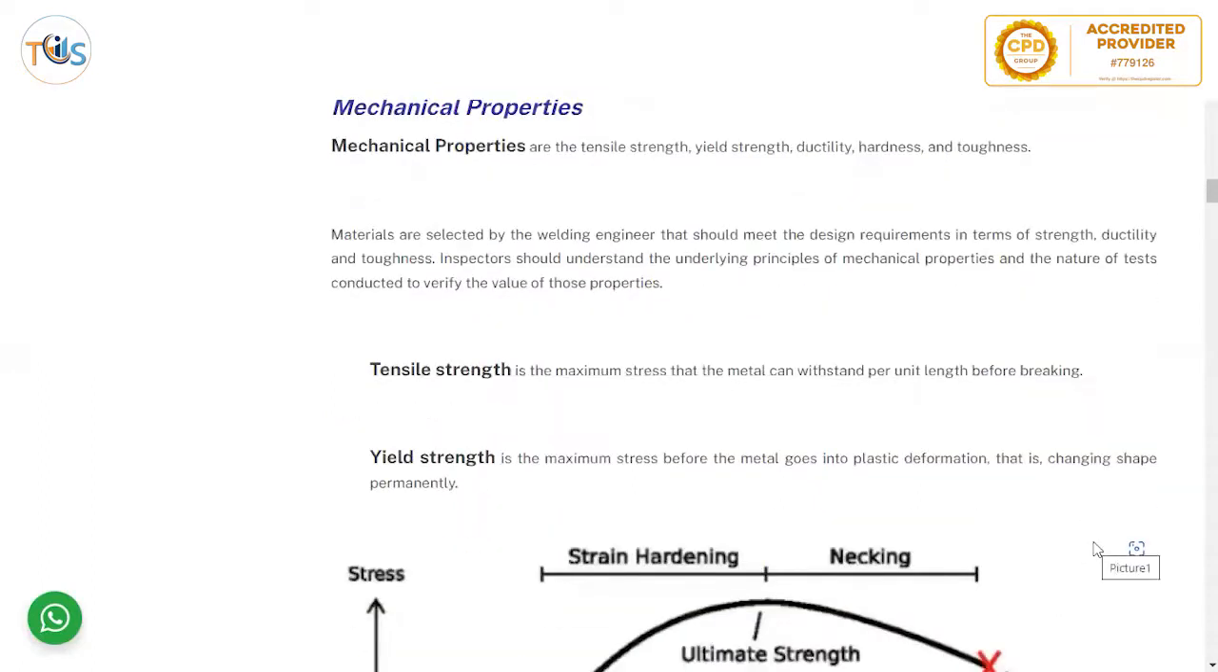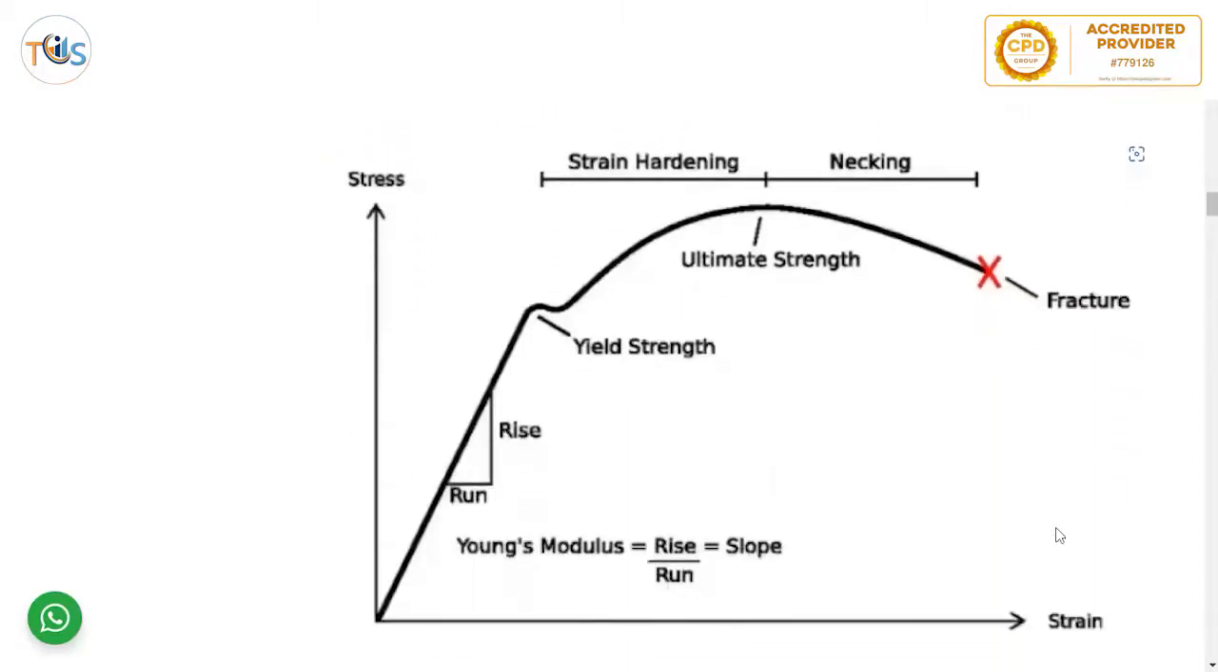Mechanical properties. They are tensile strength, yield strength, ductility, hardness, and toughness. Materials are selected by the welding engineer that should meet the design requirements in terms of strength, ductility, and toughness. Inspectors should understand the underlying principle of mechanical properties and the nature of tests conducted to verify the value of those properties. Tensile strength is the maximum stress that the metal can withstand per unit area before breaking. Yield strength is the maximum stress before the metal goes into plastic deformation, that is, changing shape permanently.